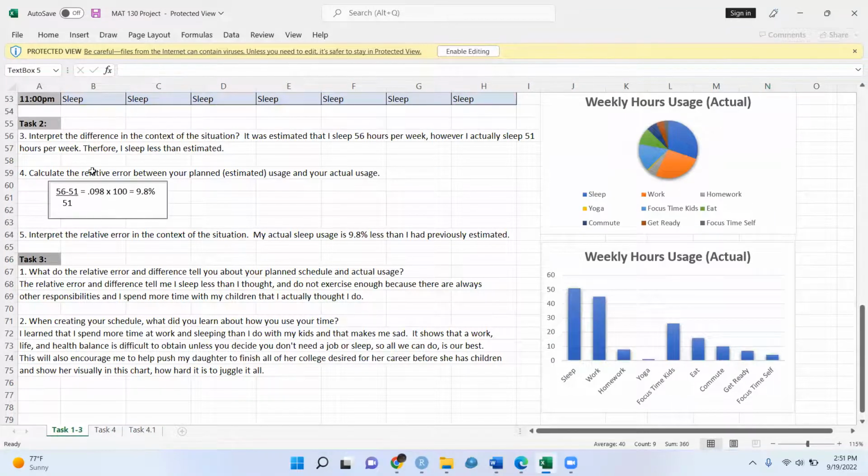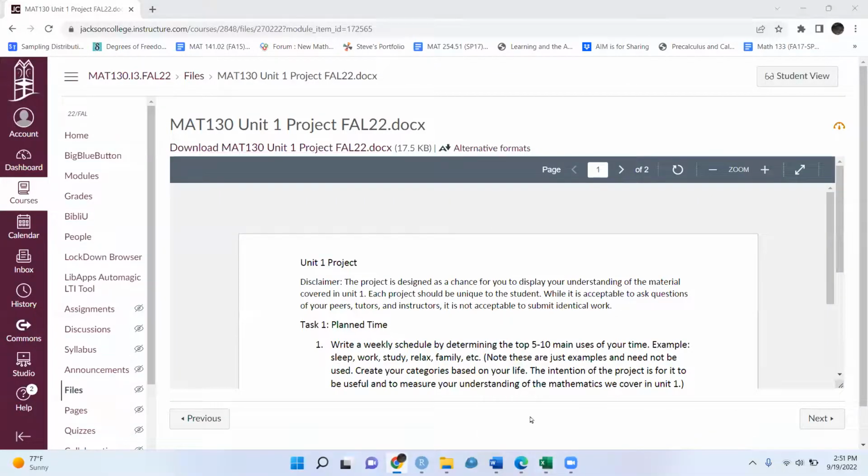Here's how they showed their work. And this was their analysis. This was a very, very busy individual. My screen just froze.